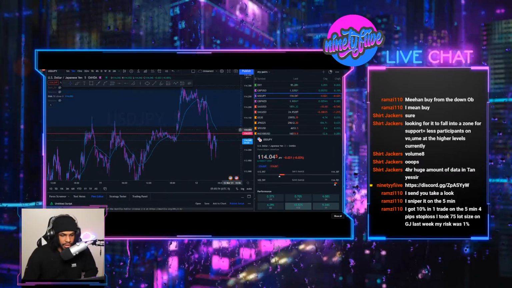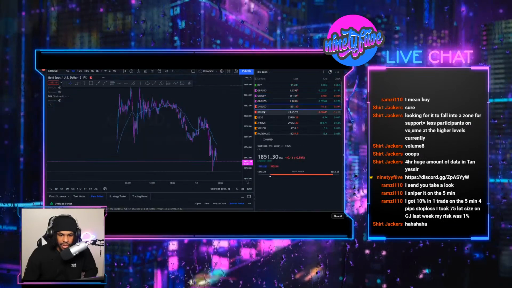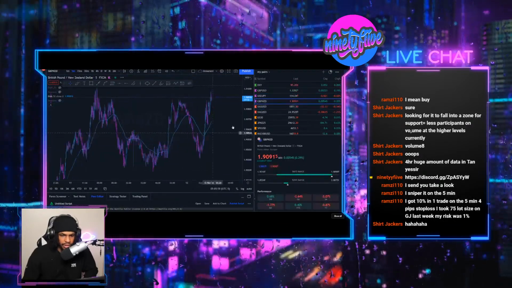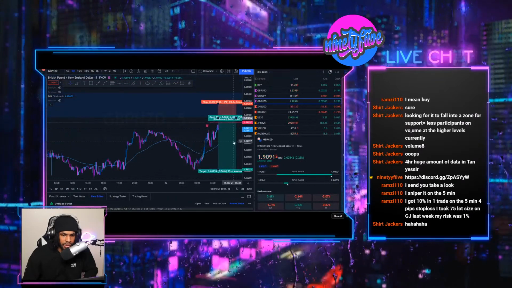That's crazy. Man's got 10% in one trade. I mean, I know it's doable. Like catching 1 in 10s, especially if he's sniping on a 5-minute, very doable.